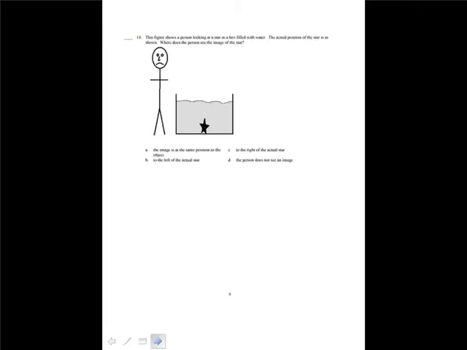This figure shows a person looking at a star in a box filled with water. The actual position of the star is as shown. Where does the person see the image of the star? So this is kind of like the fish problem in the concept test. If I trace out a ray, just like that, and then it bends away from the normal to the person's eye, and if you trace this back, you'll see that the image of the star is there. So that is to the right. That's option C.